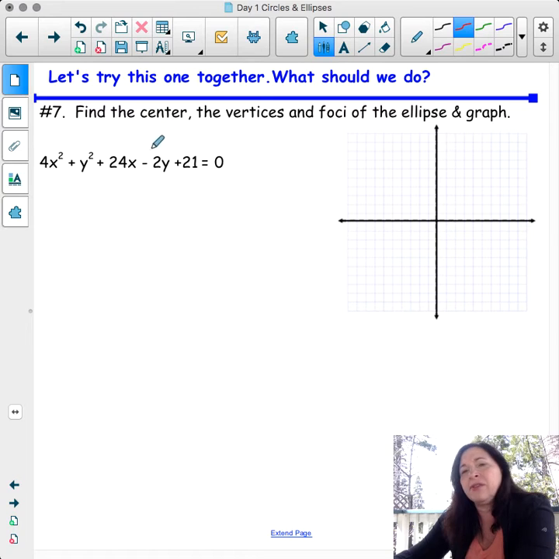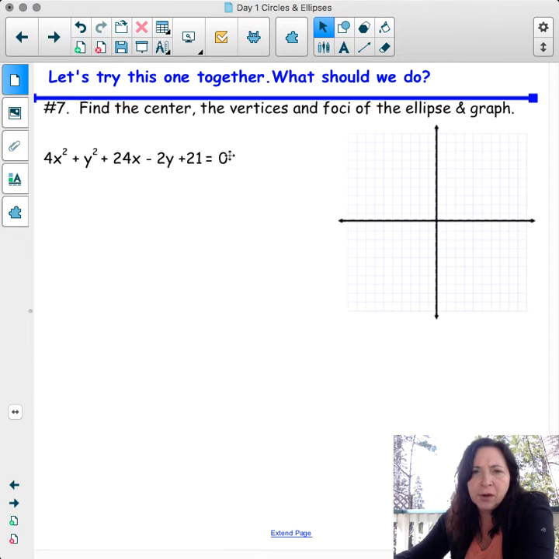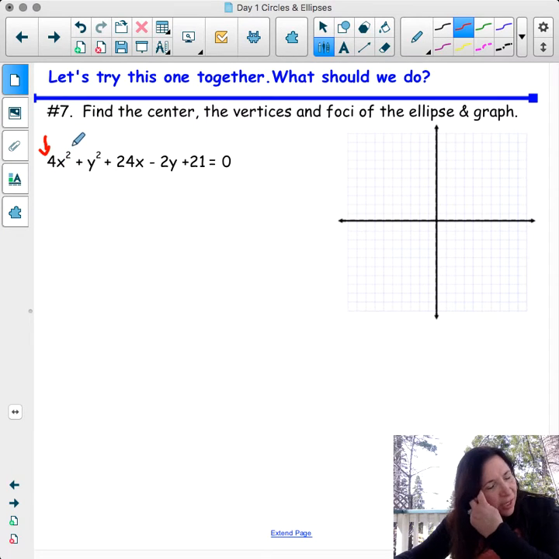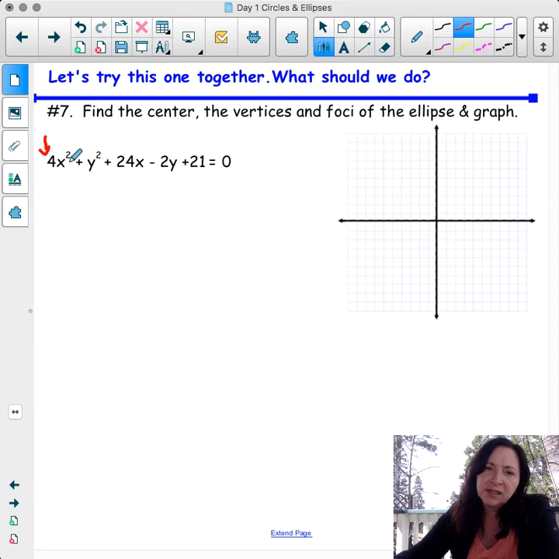This one right here, your job is to find the center, the vertices, and the foci. You've got to find everything. And it looks like we are going to be completing the square for this problem. Now, something to consider. In all the problems that we've ever done for completing the square for a circle, the x squared terms and the y squared terms were always 1. But in this case, you'll notice that my x squared term coefficient is 4, not 1. So when it comes down to completing the square, I can't have that value next to the x squared term. So I am going to have to factor that out.